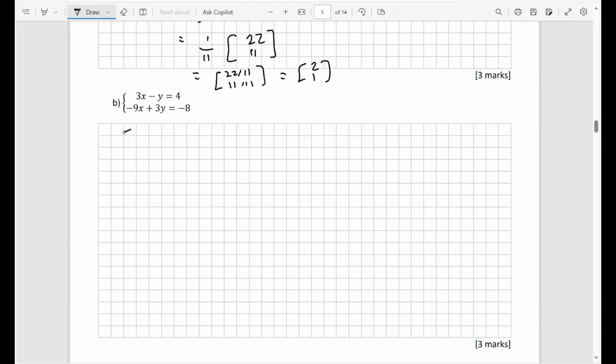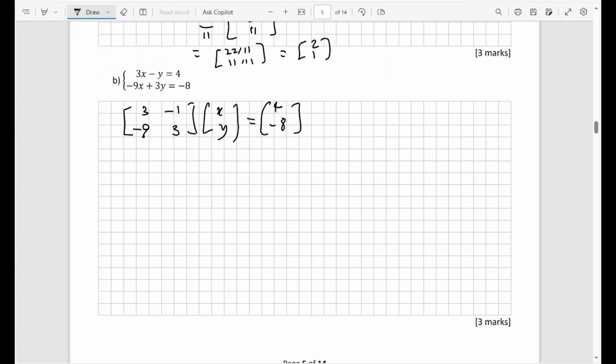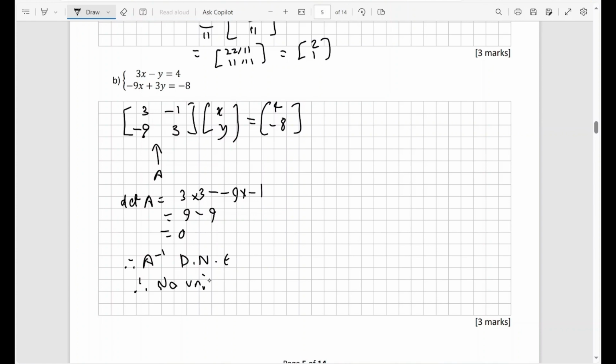All right, next thing we have is this matrix (3, -1; -9, 3). And we are timesing that by (x, y) to get (4, -8). Okay, so let's call this A. Det A is going to be 3 times 3, take minus 9 times minus 1, which is 9 take 9, which is 0. Therefore, A inverse does not exist. Therefore, no unique solution.